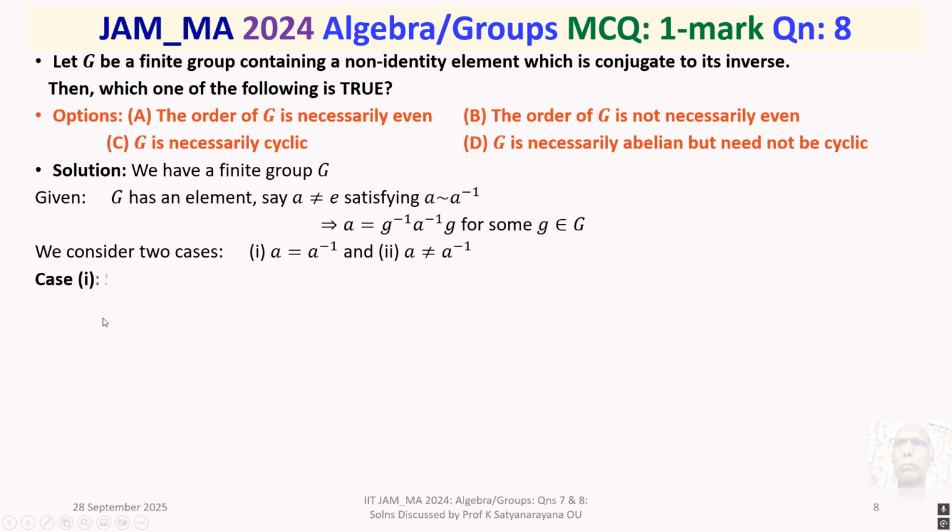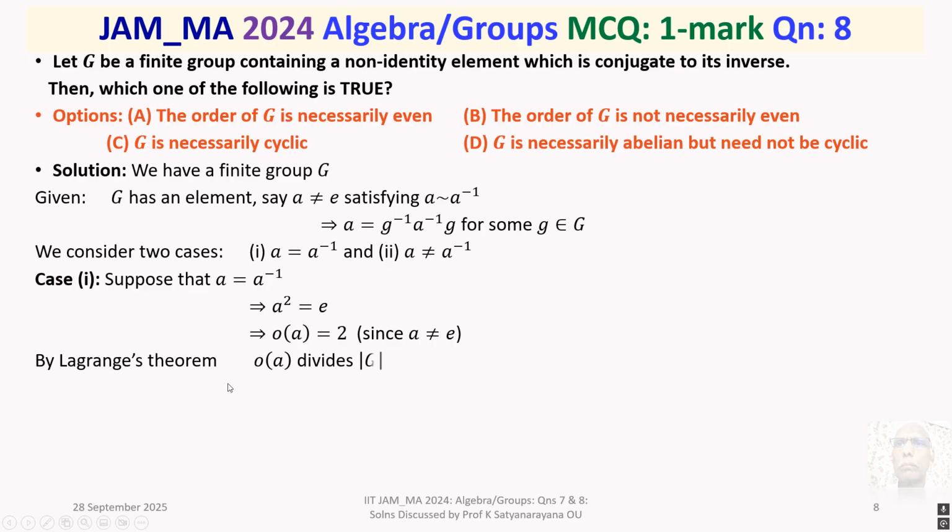Let's go for case 1. Suppose that A is equal to A inverse. If A is equal to A inverse, then pre-multiply both sides by A, then you will get A square is equal to E. From this, you will get the order of A is 2, because A is not equal to E, therefore order of A is not 1. So order of A is 2.